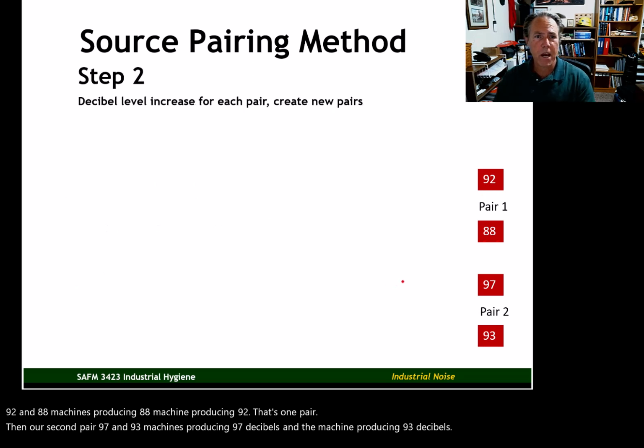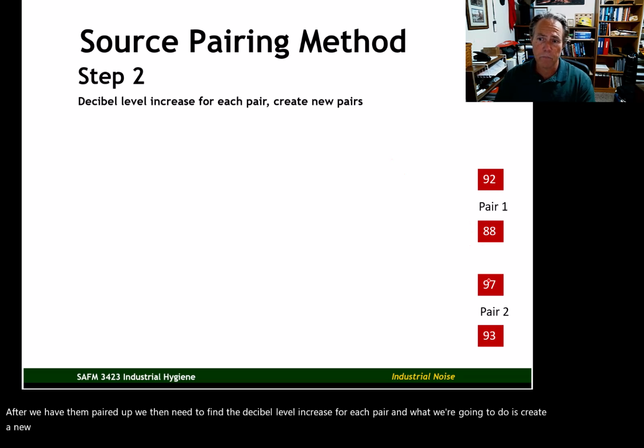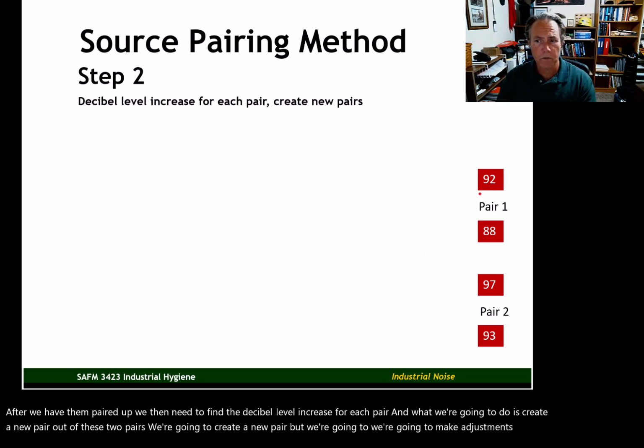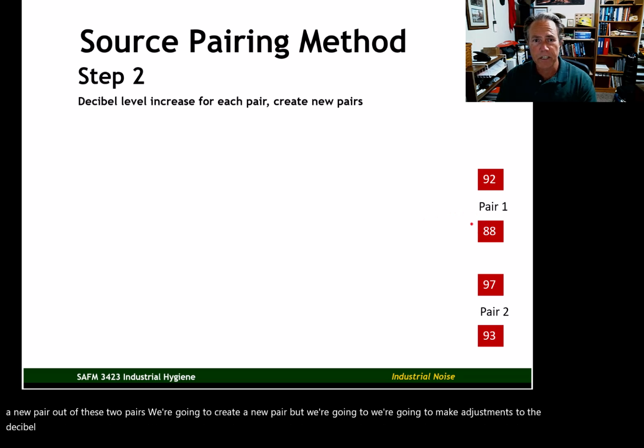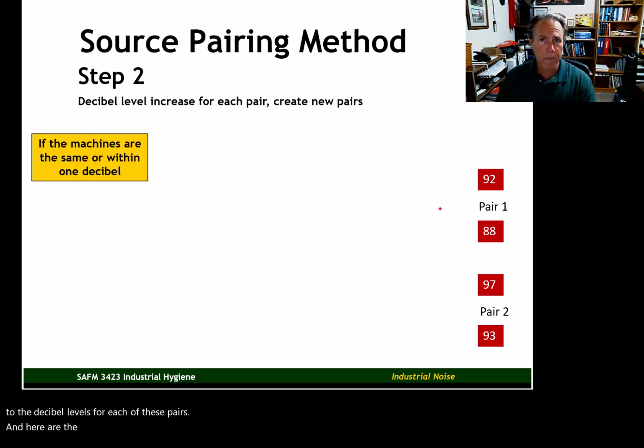After we have them paired up, we then need to find the decibel level increase for each pair. And what we're going to do is create a new pair out of these 2 pairs. But we're going to make adjustments to the decibel levels for each of these pairs. And here are the rules for making these adjustments.